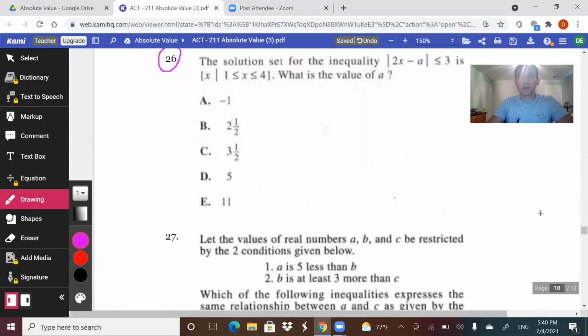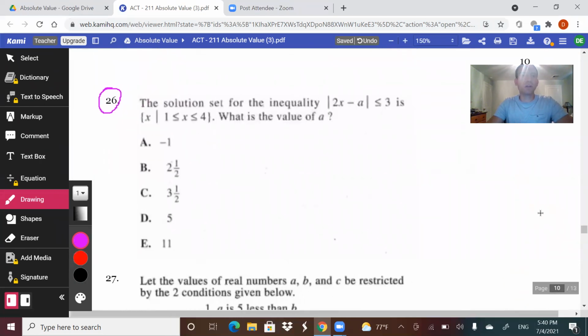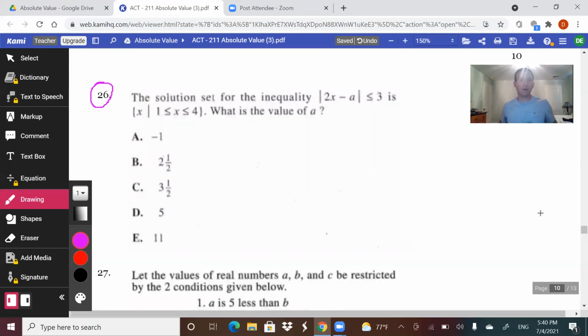Okay, let's look at a few inequalities. This is a great problem, 26. It may be the hardest one on the packet. So it says the solution, and feel free to pause it and give it a try as well. But as always, we'll keep on rolling.